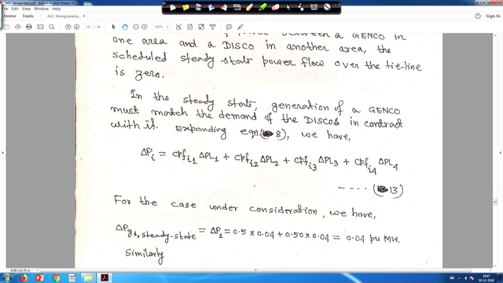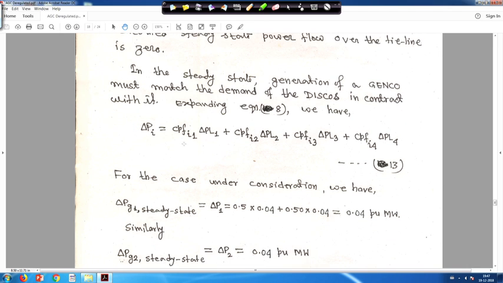Expanding equation 8, we have this expression in general, delta Ptie is equal to Cpf I1 delta PL1 plus Cpf I2 delta PL2, right, that is from equation 8, whatever sigma we have written, the sigma of Cpf Ij delta PLj. So then plus Cpf I3 delta PL3 plus Cpf I4, this is equation 13, right.